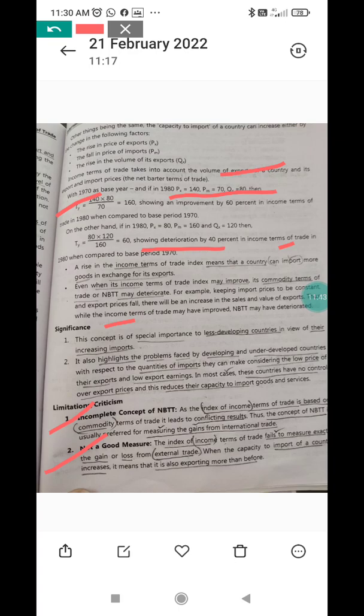When the capacity to import of a country increases, it means that it is also exporting more than before. Again, I will read here. When the capacity to import of a country increases, it means that it is also exporting more than before. If the capacity to import has increased, it means exporting is more than before. Okay?